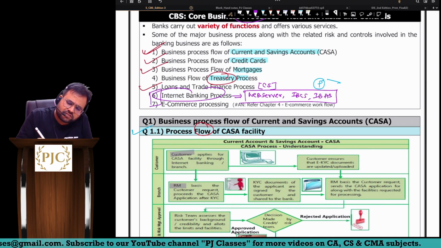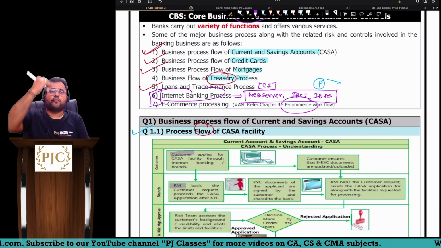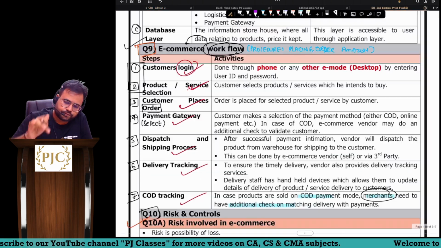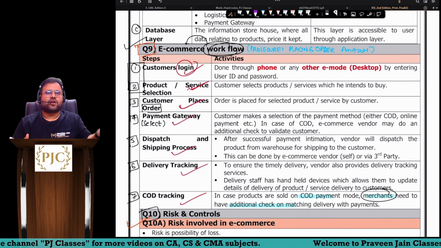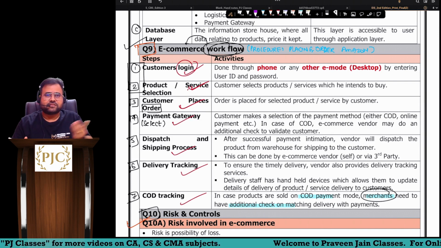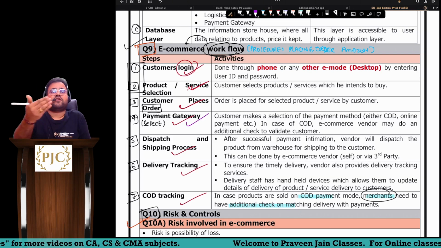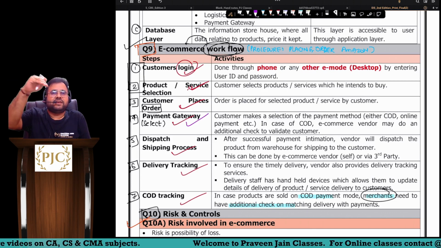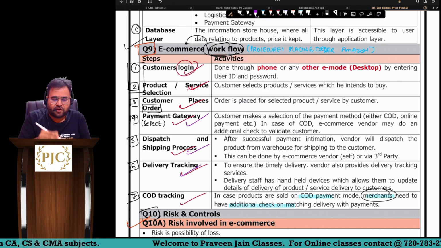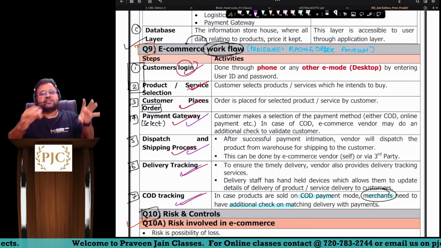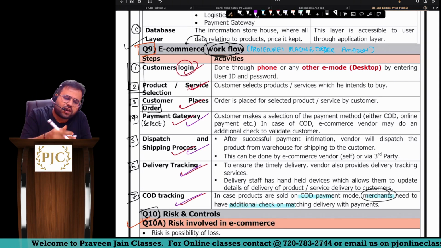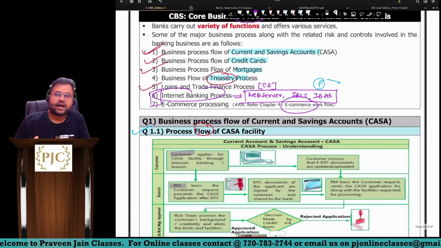And for e-commerce processing, in chapter 4 the e-commerce flow answer is there. So I'll just show you the e-commerce flow. How does an e-commerce transaction happen? The customer logs in, selects the product, and places the order. Through the gateway he will select the way he has to make the payment. Then shipping will happen, delivery tracking is done, and payment is made, or cash on delivery. So this is the e-commerce flow, sir. More or less you have to write those points there, sir. I hope this is clear.